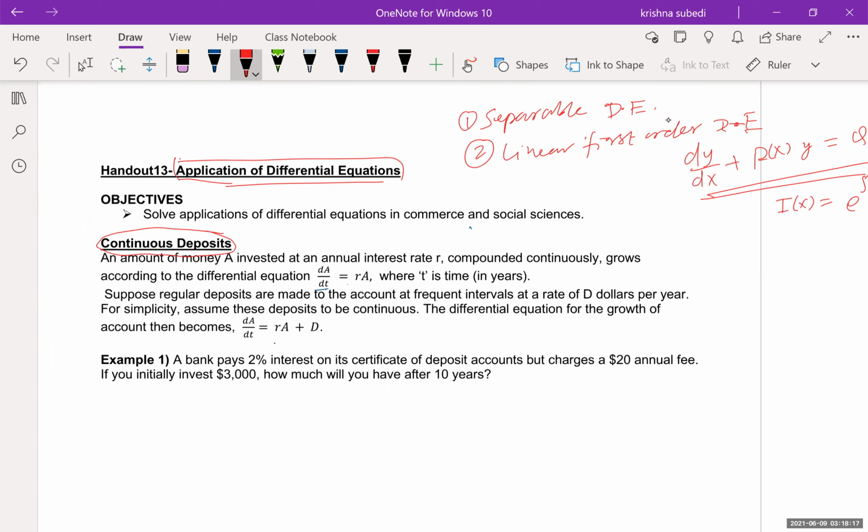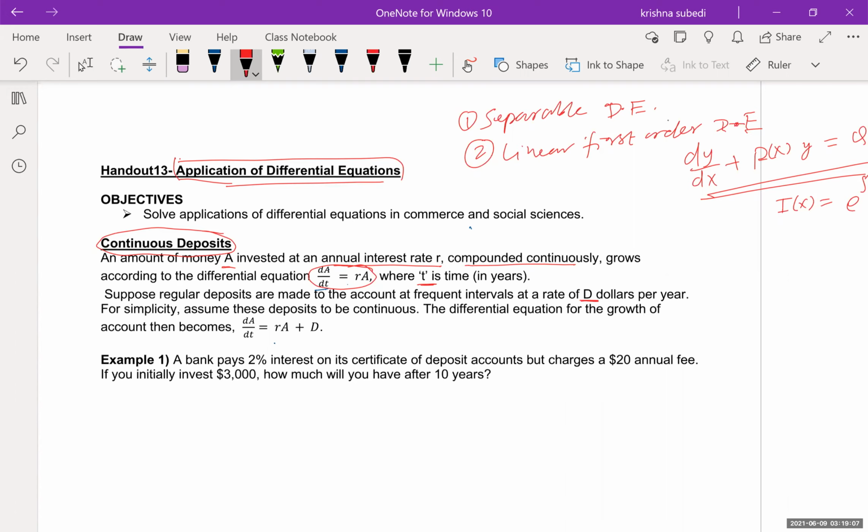What is this? An amount of money, A, invested at an annual interest rate R, compounded continuously, grows according to the differential equation given by dA over dt equals RA, where t represent time in years. And suppose that there are regular deposits made to the account at frequent intervals at a rate of $D per year. For simplicity, we assume that these deposits to be continuous, even though they are not continuous in the real sense, because you cannot put money on a continuous basis. But if you look at from an interval perspective, then it can be considered as continuous.